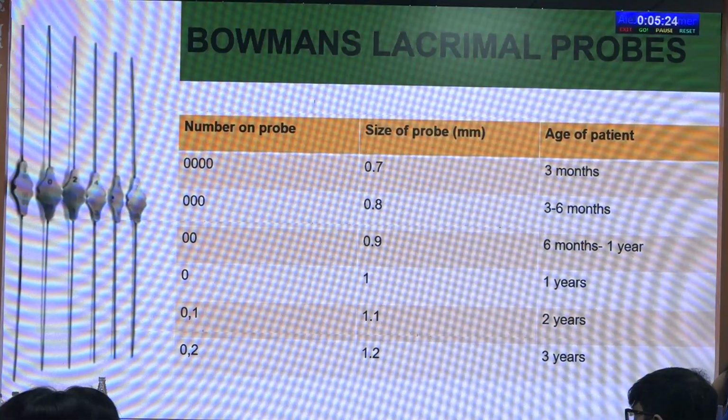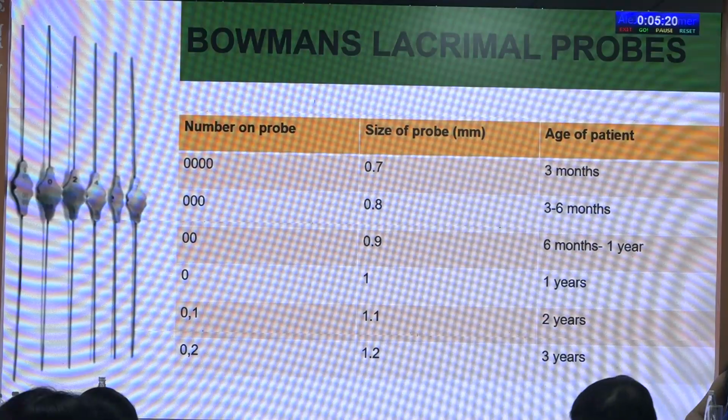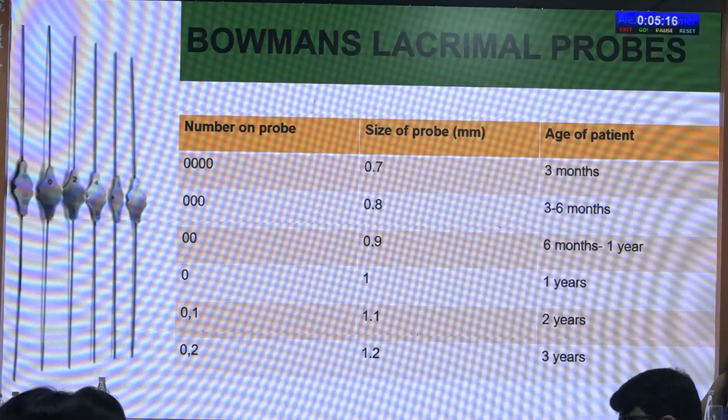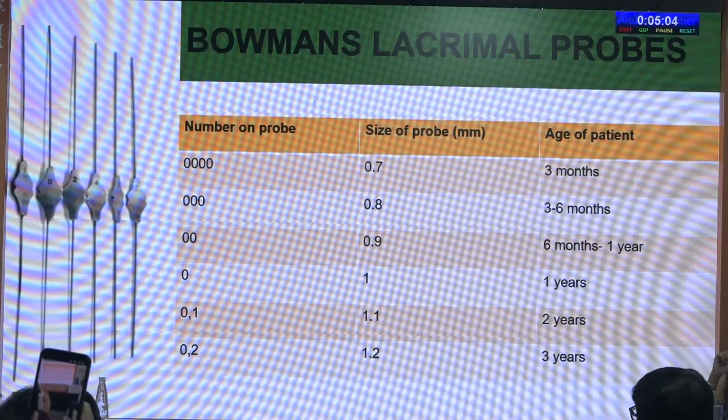Lacrimal probing can be done with Bowman's lacrimal probe. So like here we have different numbers on the probe, like for example, there can be 4 zeros, 3 zeros, 2 zeros, etc. If there are 4 zeros, then the size of the probe is 0.7 mm, which can be used in case of a 3 months old patient.